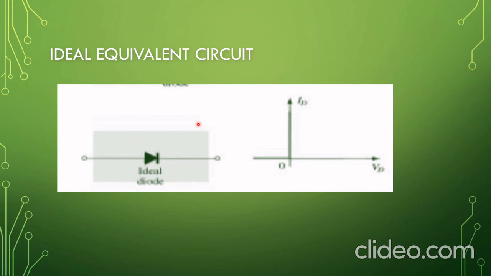This model is called the ideal equivalent model or ideal equivalent circuit. So first we considered the piecewise linear equivalent circuit, then the simplified equivalent circuit, and the last is the ideal equivalent circuit. These three equivalent circuits are called the diode equivalent circuits. These three topics are very important for NTA UGC NET.